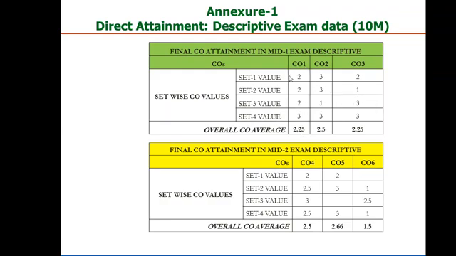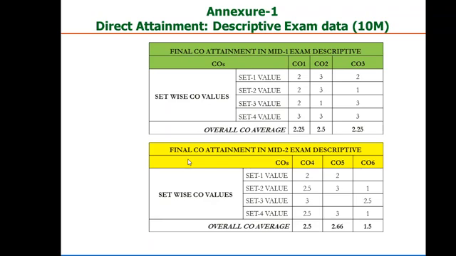Then overall, take the 4 sets' average CO values. CO1 average: 2 plus 2 plus 2 plus 3 by 4. We will get 2.25. Similarly CO2 2.5, CO3 2.25. Similarly, the mid exam 2 descriptive test also in a similar fashion. So here we got the set-wise values.